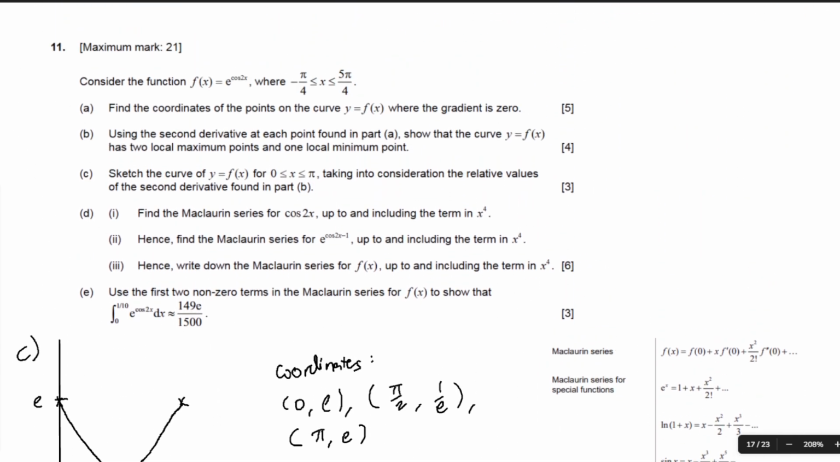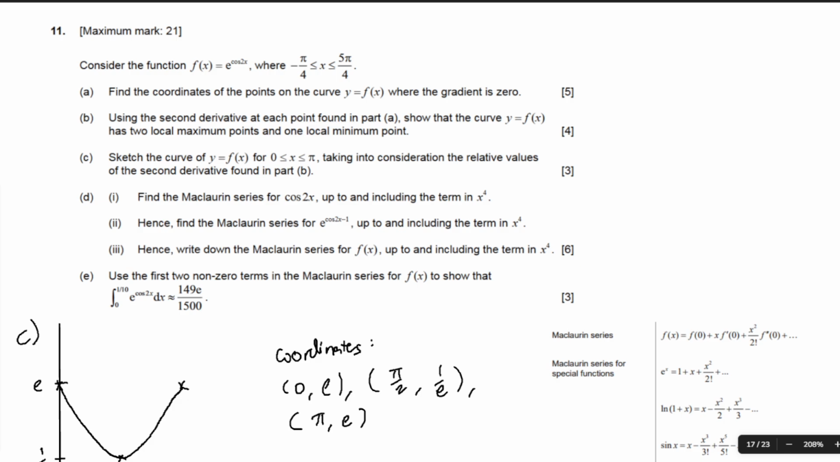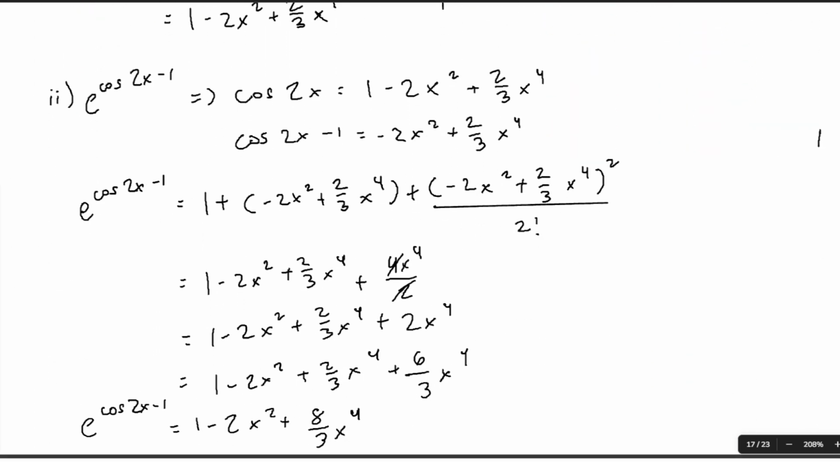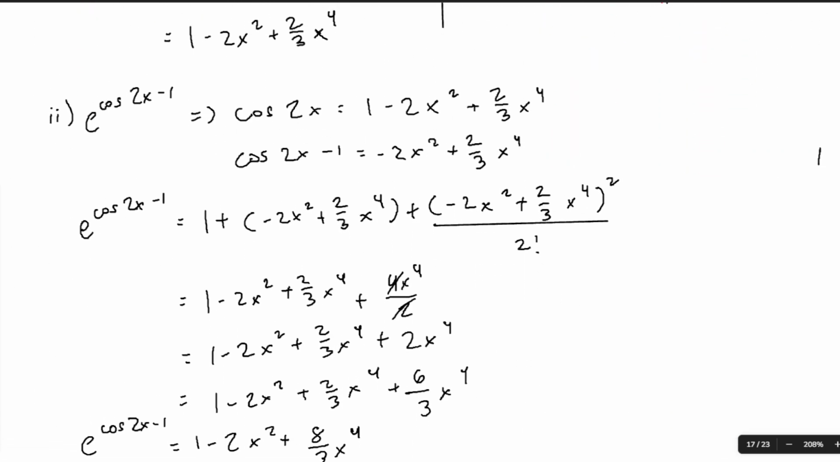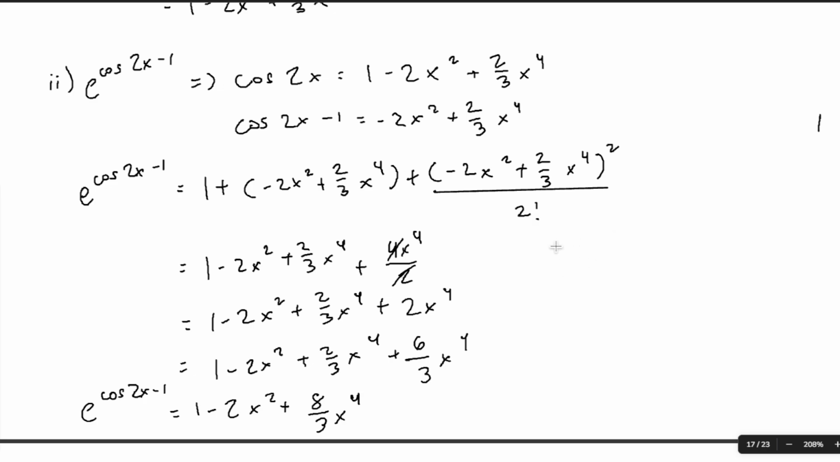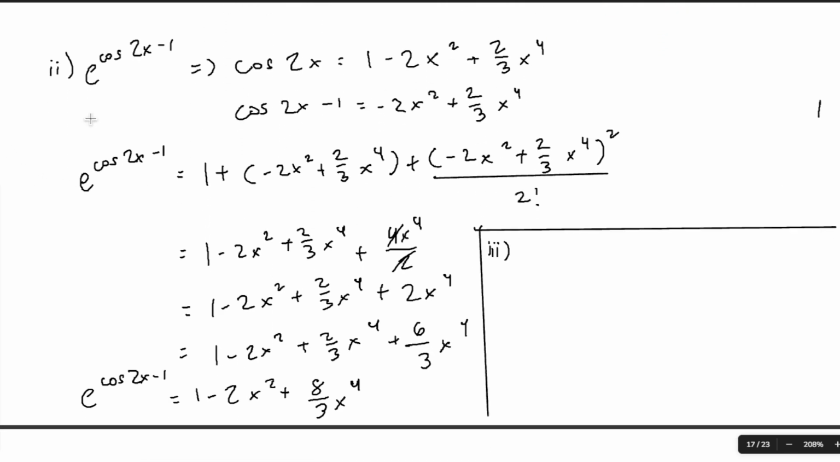Then, for our last one, hence write down the Maclaurin series for f of x up to and including the term in x power 4. Okay, so this requires a little bit of critical thinking, because you do not want to do it manually. Our triple i, we're trying to find the Maclaurin series for f of x, right? And so our f of x is e power cos 2x.